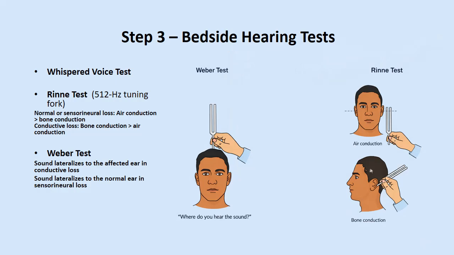Whispered voice test. Stand at arm's length behind the patient and whisper a sequence of numbers or words. Failure to repeat correctly suggests hearing impairment.